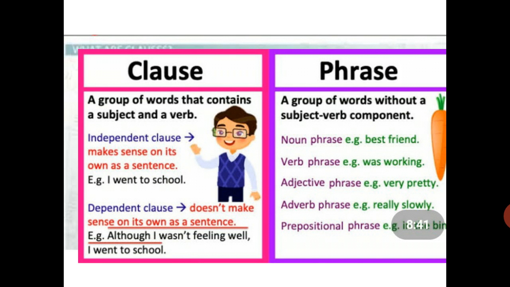Now look at this example here. I went to school. Here it has subject as well as verb and it is able to give the sense of the sentence. So that is called what? Clause.